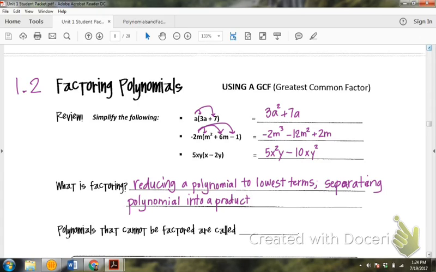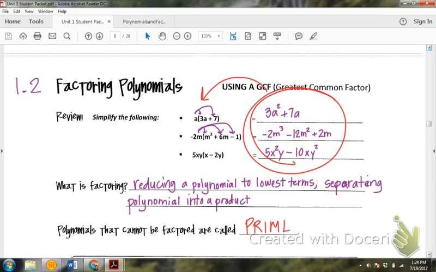Remember, factoring is going the opposite direction. Okay, so factoring is going to go the opposite direction. So when we're factoring today, we're going to start here, and we're going to move back over this way. So we're dividing. Sometimes people think of that as dividing it out. We're factoring it out. Okay? So polynomials that cannot be factored are called what? Ooh, prime. Not Optimus Prime, just prime.